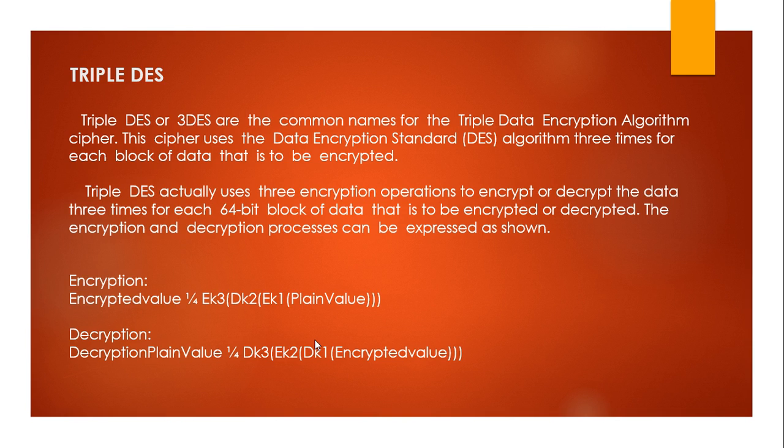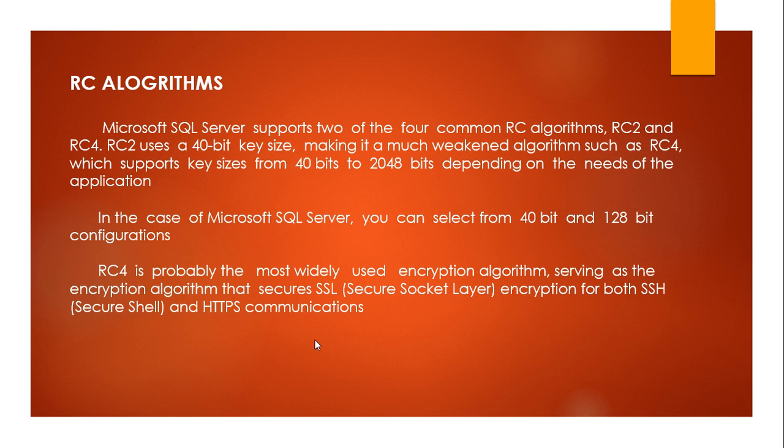3DES uses three encryption operations to encrypt or decrypt data. As I said earlier, 3DES uses three encryption operations to encrypt or decrypt the data three times for each 64-bit block of data that is encrypted or decrypted. The encryption and decryption process can be expressed as shown. For encryption, the encrypted value equals EK3(DK2(EK1(plain value))). For decryption, the plain value equals DK3(EK2(DK1(encrypted value))). RC algorithms.